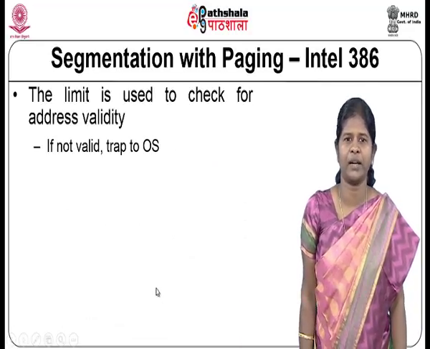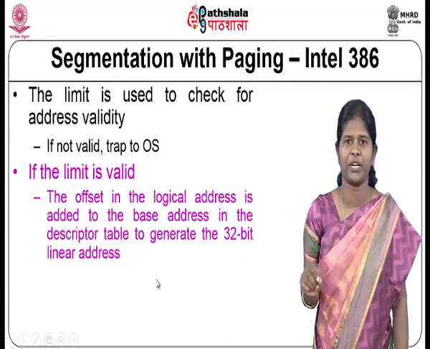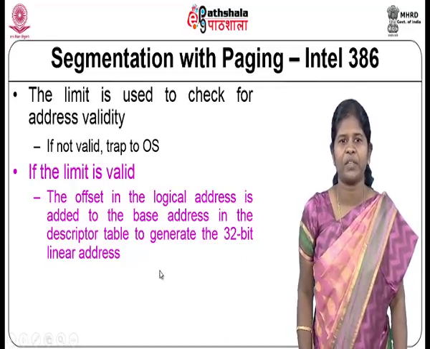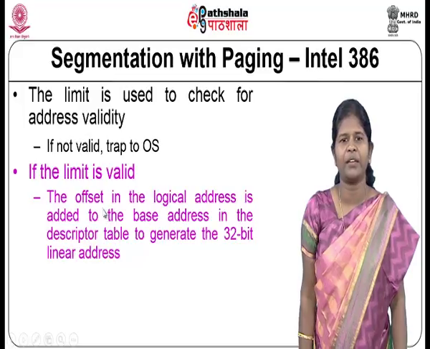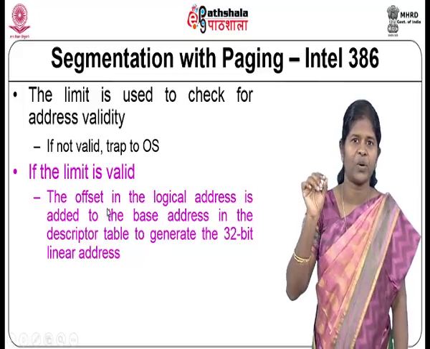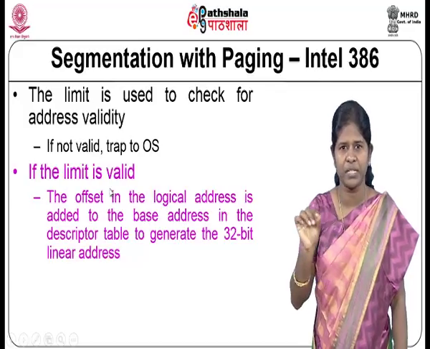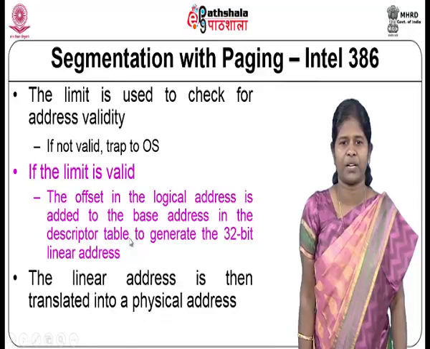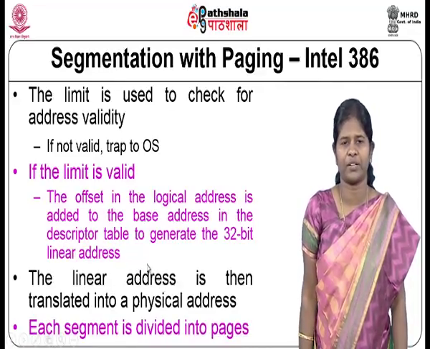So, now what is done? You have a limit in the segment table entry, or the descriptor table. That limit is first checked for validity. If it is not valid, a trap is given to the operating system. If the limit is valid, then the offset that you have in the logical address is added to the base address in this descriptor table to get the 32-bit linear address. And the linear address is now translated into a physical address.